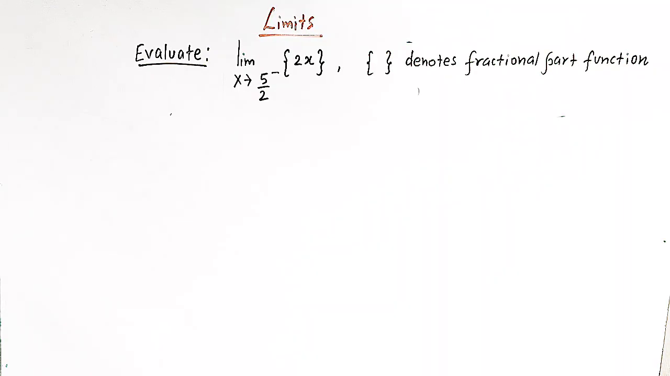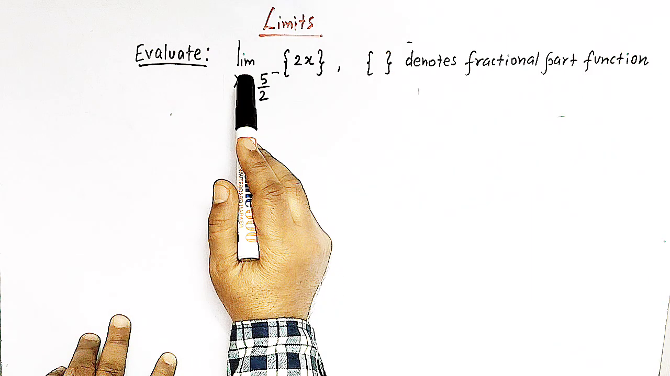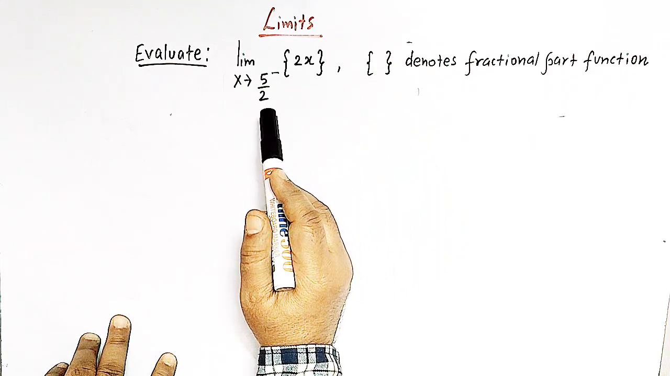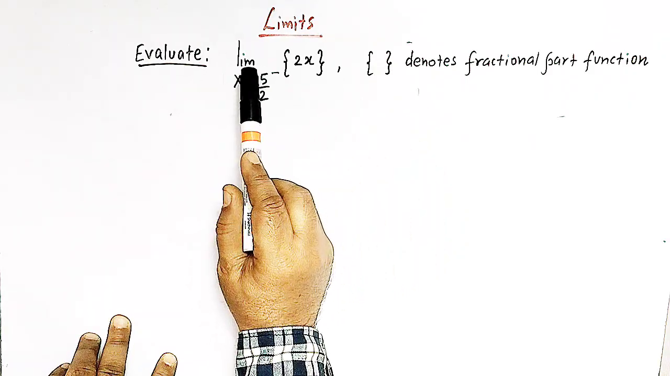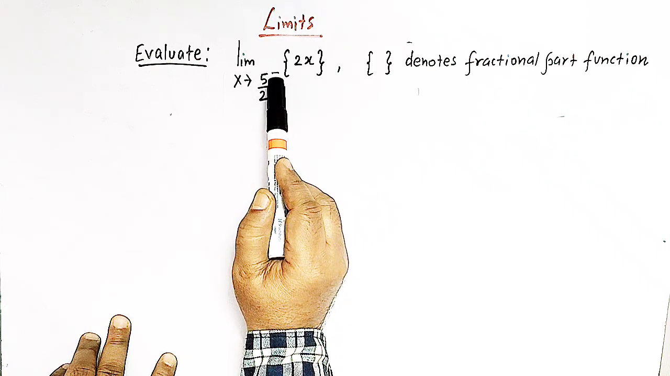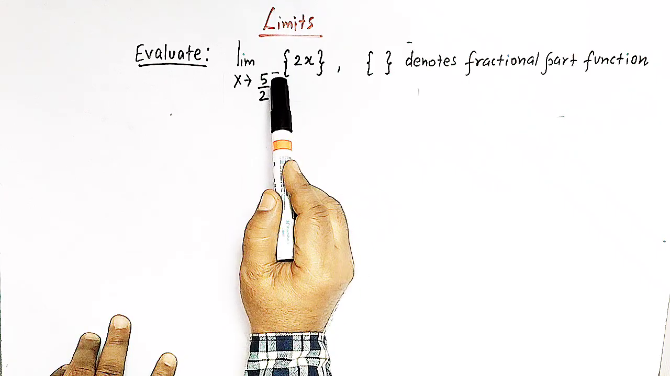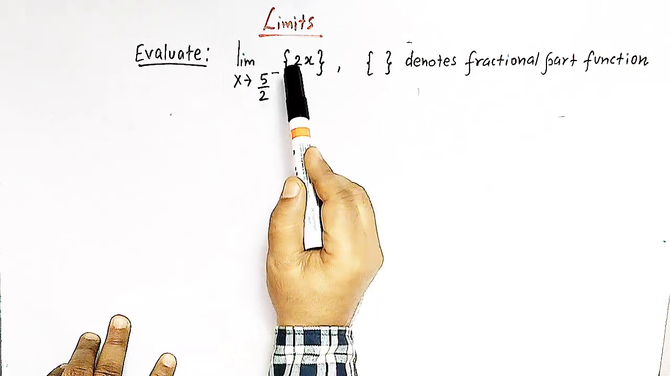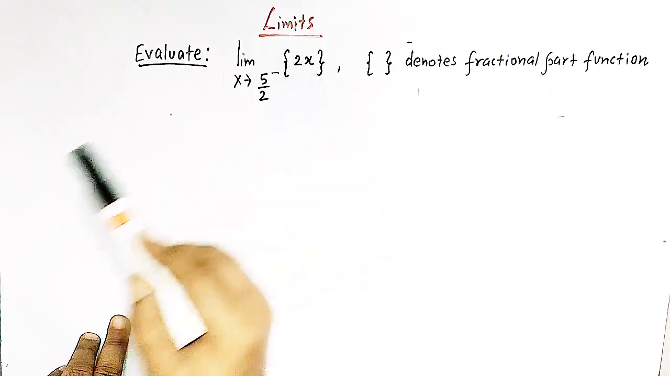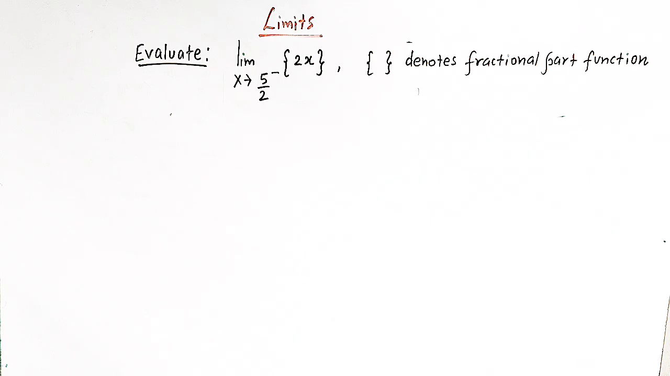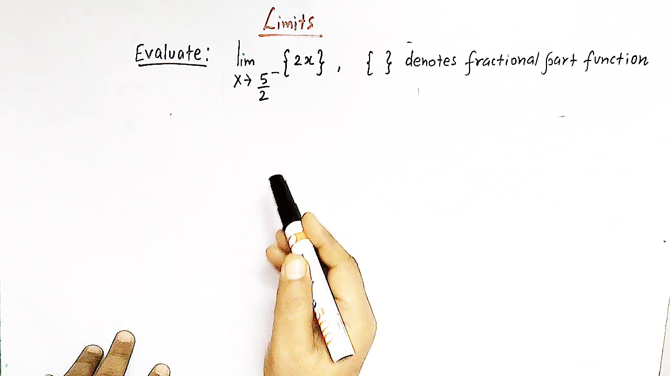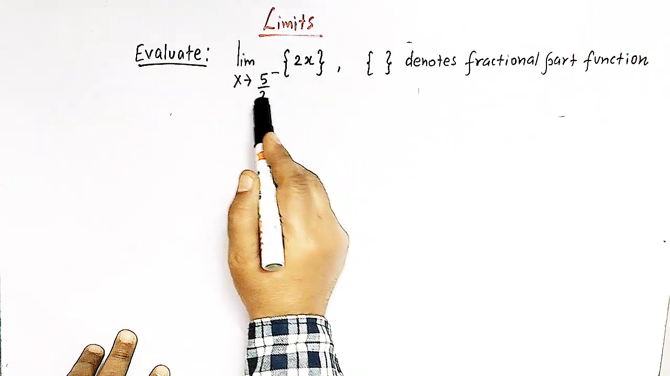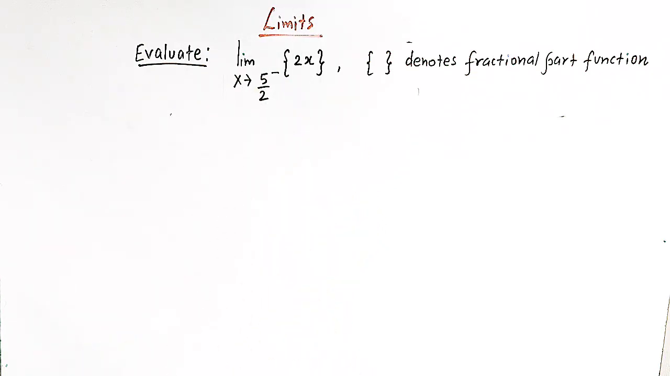Hello viewers, in today's session we are going to discuss an important problem from limits. We have to evaluate this limit involving the fractional part function. Here we have to find the limit as x tends to 5 by 2 negative. The negative shows that we have to find the left hand limit of this function, the fractional part of 2x. Let us see how we can easily find the value of this limit using the definition of the fractional part function.